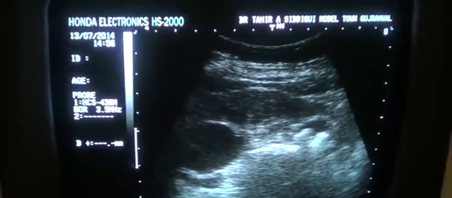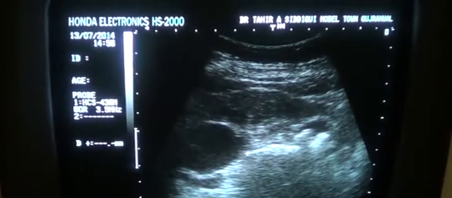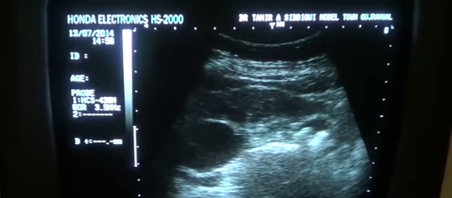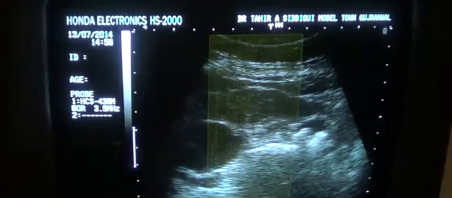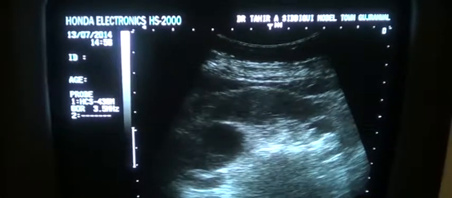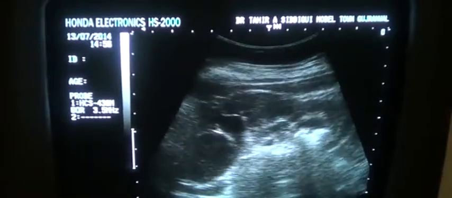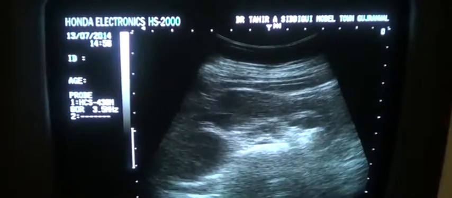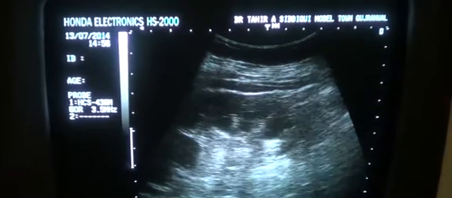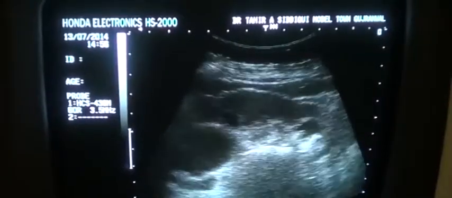One part we can see entering the lower pole dilated calyx, and the other we can see entering the upper pole dilated calyces. So in short, this is a picture which is very much consistent with Staghorn calculus as seen by ultrasound, though the final diagnosis will be on plain X-ray KUB. So this is where you should keep an eye.